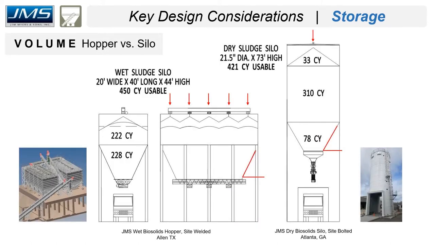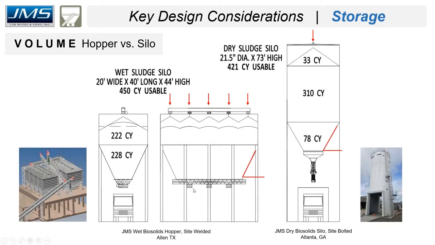I'm going to take a quick look at two different storage solutions for comparison. Side by side, on the left is a wet sludge storage hopper for Allen, Texas, 450 cubic yard usable space. On the right, dry silo for Atlanta, 421 cubic yard usable. You can see the difference in the height. Of course, our retractable chute over here on the dry side takes up a fair amount of the elevation. I think this is up to about 21 feet.